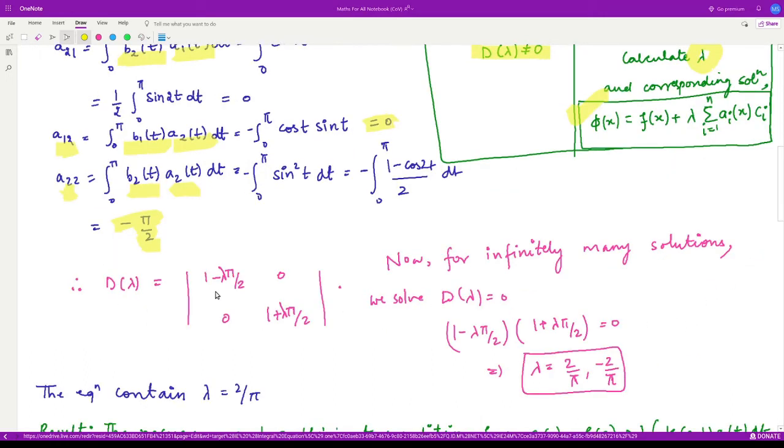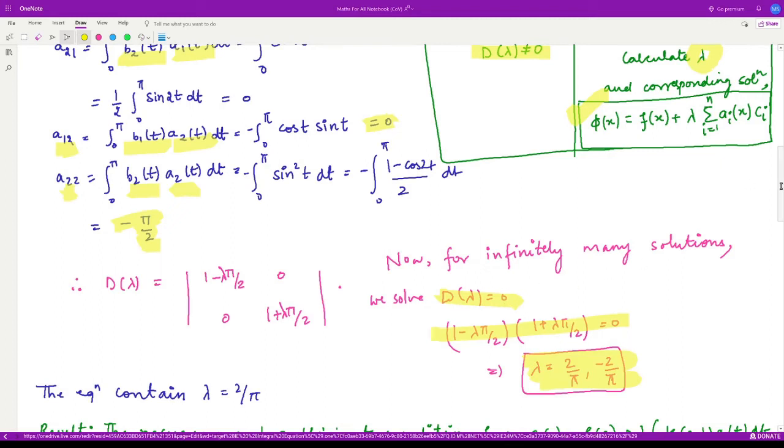What would that be? It is the determinant with entries 1 minus lambda pi by 2, 0, 0, 1 plus lambda pi by 2. Now, for multiple or infinitely many solutions, we need to solve D(lambda) equal to 0. Calculating the determinant, in this case lambda is equal to 2 upon pi and minus 2 upon pi. These two are the values obtained while solving D(lambda) equal to 0.